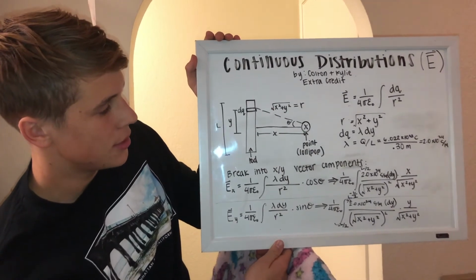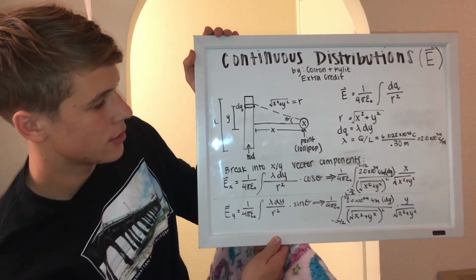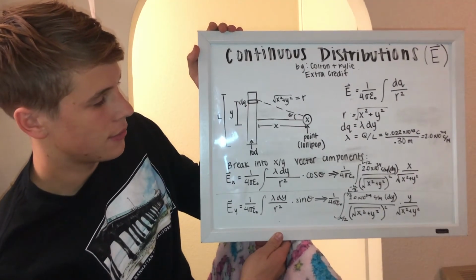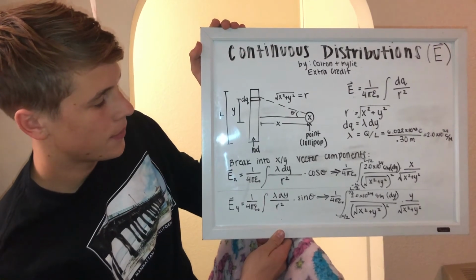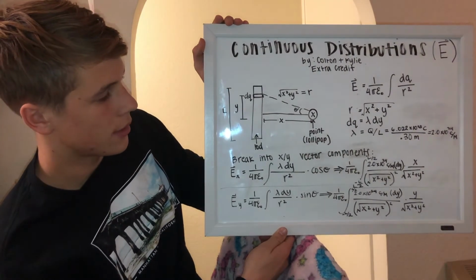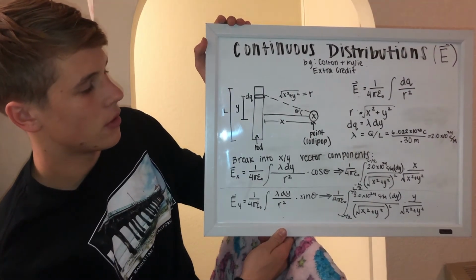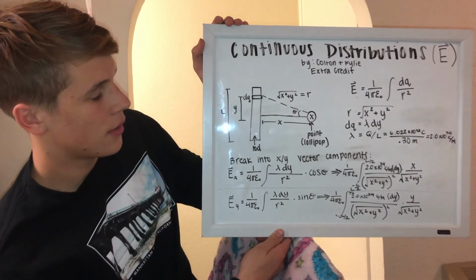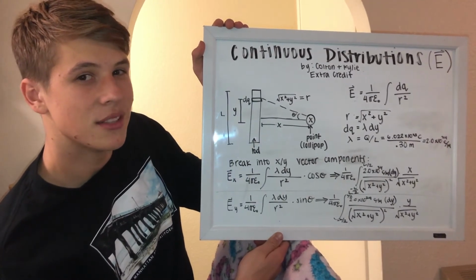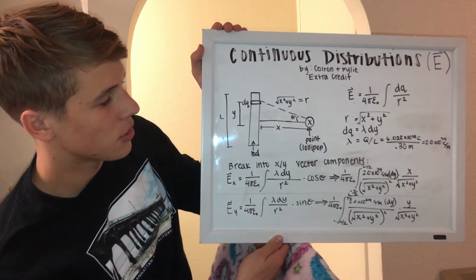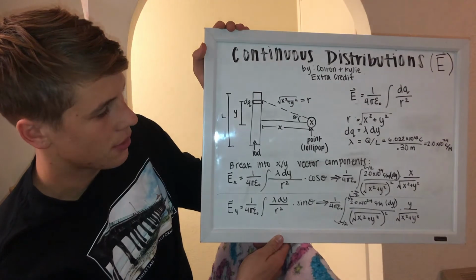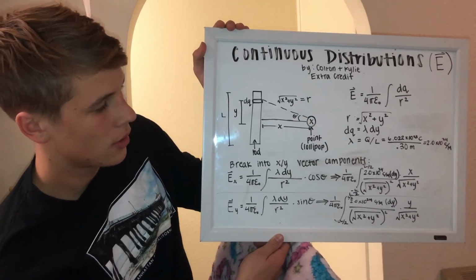The reason that we can equate dq to lambda dy is because dq is our infinitesimally small point charge on our rod, dy is an infinitesimally small length of our rod, and lambda is our charge density, meaning our charge per length. So by multiplying charge per length times our infinitesimally small length, we get dq. We estimated that the charge of our rod is about 6.022 times 10 to the 23rd coulombs, and that the length of our rod is about 0.30 meters. Therefore, our lambda, or charge density, was about 2.0 times 10 to the 24th coulombs per meter.